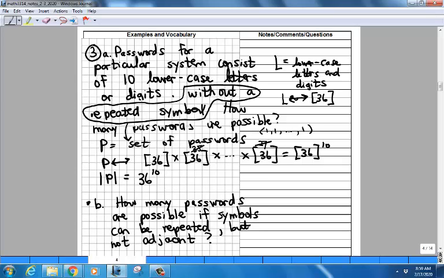Well, let's count. For the first one, you have 36, right. And this is really important now: no matter what first symbol you choose, how many choices do you have when you choose the second letter? 35, right. It does not depend on what happened the first time. It's always 35. And then at the third one, you have 34. All the way down to the last one.